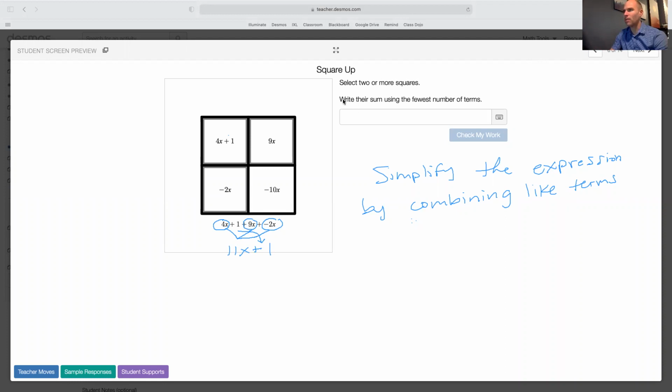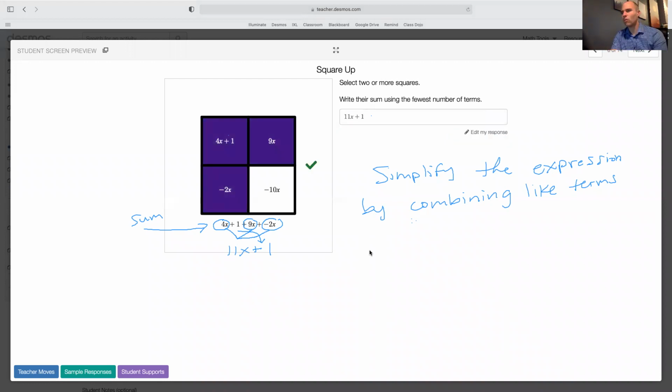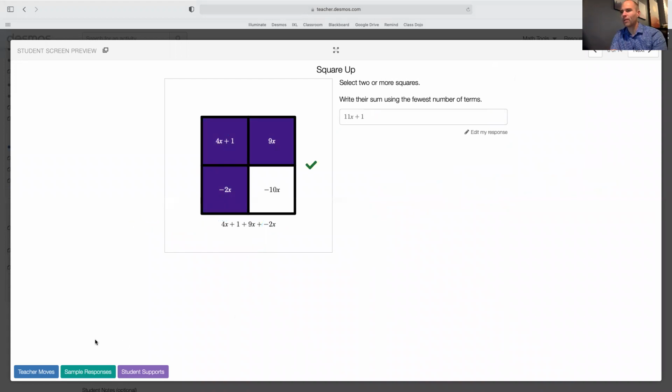And so now, when we're being asked to write their sum using the fewest number of terms, that's what we did, right? We wrote the sum of all these things, and we reduced it from 4 terms, 1, 2, 3, 4, to now only 2 terms. And we can't go any lower than that because the 11x and the 1 can't combine. So our answer here is going to be 11x plus 1. And it shades the ones that we chose for us. Nice purple color. All right, let's go on to the next one.